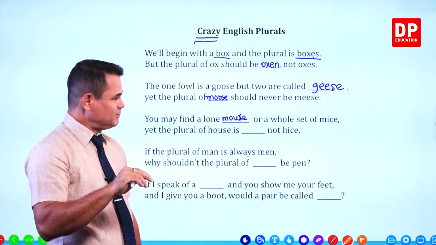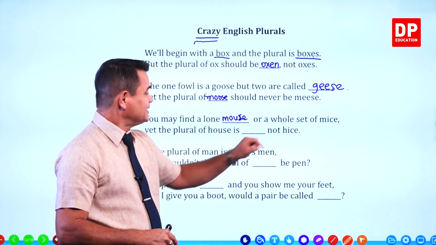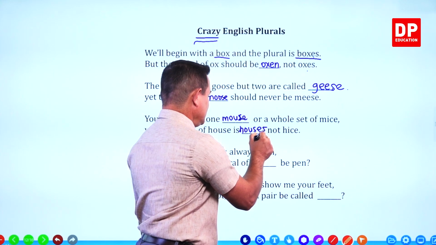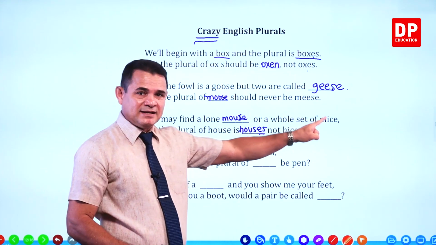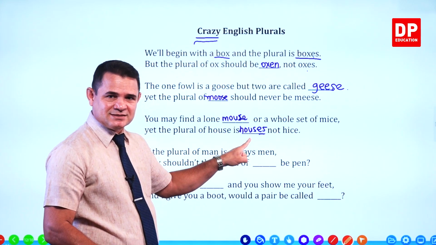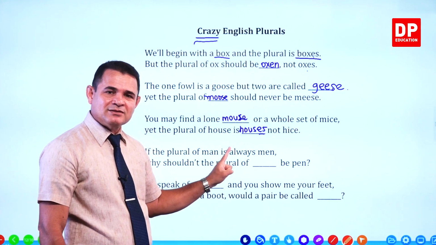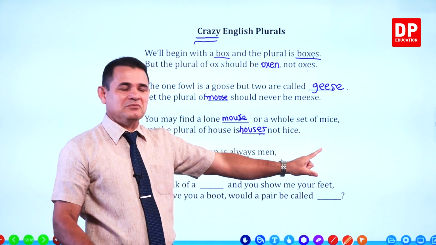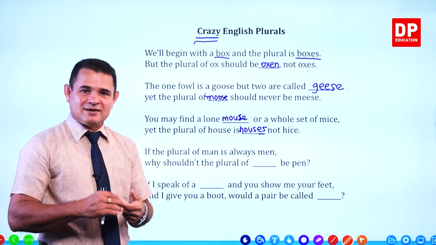Mouse. Mouse. Mice. Then yet the plural of house is actually houses. The plural of house is house, not highs. If mouse, mice, then house should be highs. But actually the correct one is houses. So it is really crazy. Because one thing goes one way and another word goes another way. If mouse, mice, then house, highs, no, but house, houses. So it is really crazy. There's no regular way.